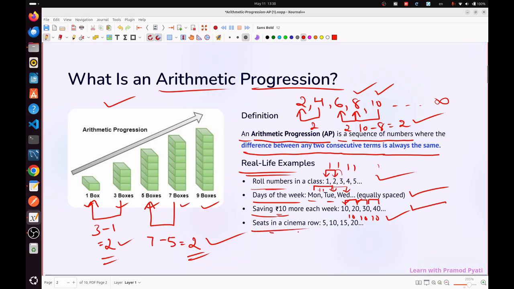If you consider cinema rows, initially we will have a seating arrangement like 5 seats, then 10 seats, and so on. If you take the difference here also, you can observe 10 minus 5 is 5, 15 minus 10 is 5, again 20 minus 15 is 5.